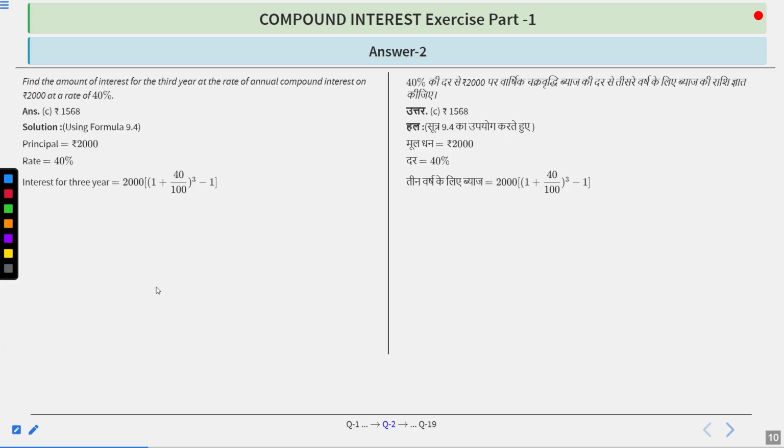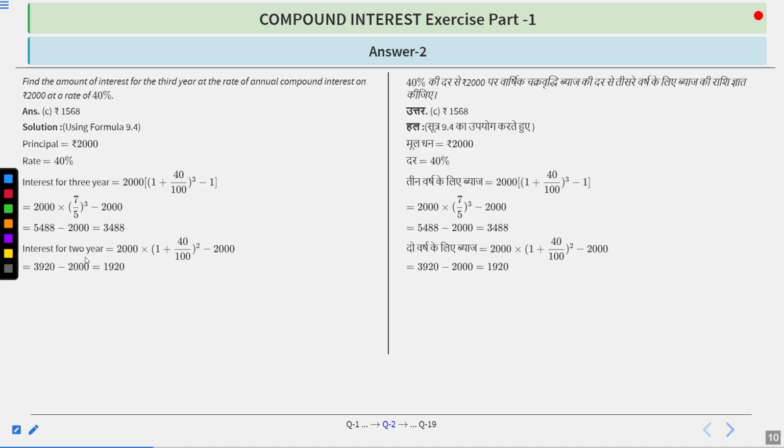So interest is equal to amount minus principal. Therefore, 2,000 into 1 plus 40 upon 100 becomes 7 upon 5 whole cube minus 2,000 into 1 is 2,000. Therefore, we have 5,488 minus 2,000, that is equal to 3,488.